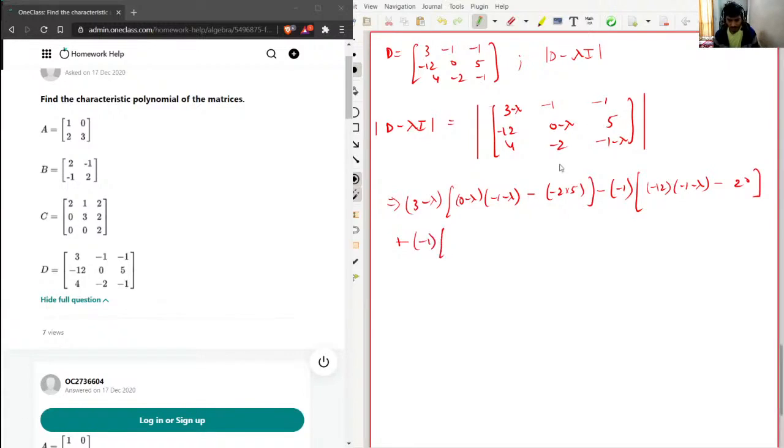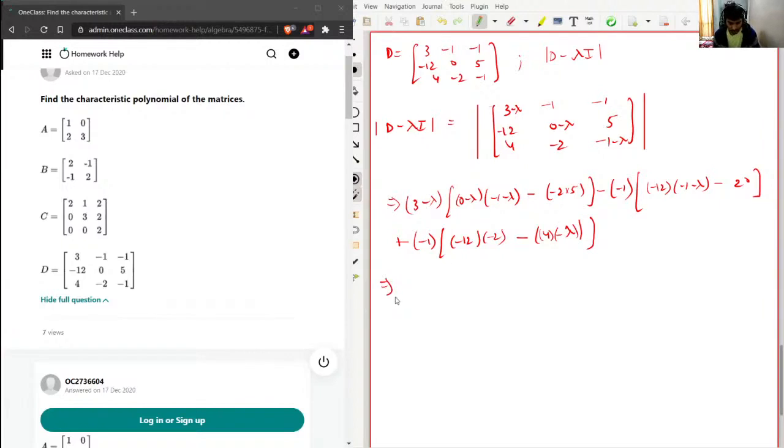1 times, this one, the first row is going to be fixed and the last column will be fixed. So this will be minus 12 times minus 2, and then minus, and then this will be 4 times minus lambda, because 0 will be separated. So we'll just go for the multiplication. This is going to be a hectic job.